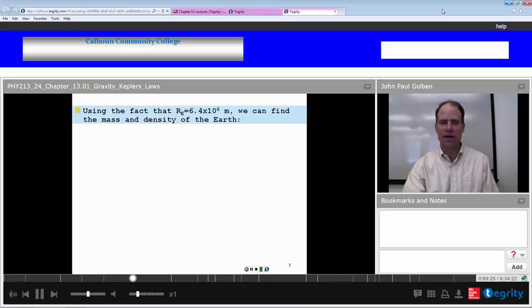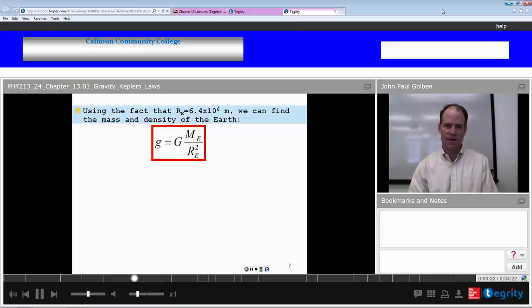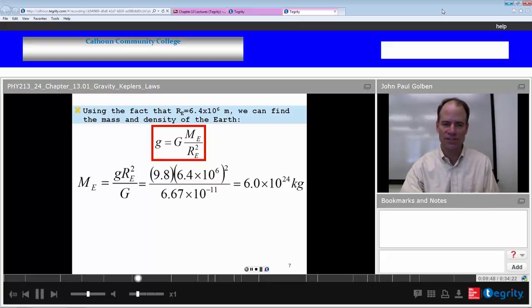Using the fact that the radius of the Earth is 6.37 times 10 to the 6 meters, we can find the mass and density of the Earth based on this gravitational force and this definition of acceleration. Reverse engineering, the mass of the Earth is equal to the gravitational acceleration, little g, 9.8, times the radius of the Earth squared, over the gravitational constant. This would be 9.8 times 6.4 times 10 to the 6 meters, squared, over 6.67 times 10 to the minus 11, and we get that the mass of the Earth is 6 times 10 to the 24 kilograms.